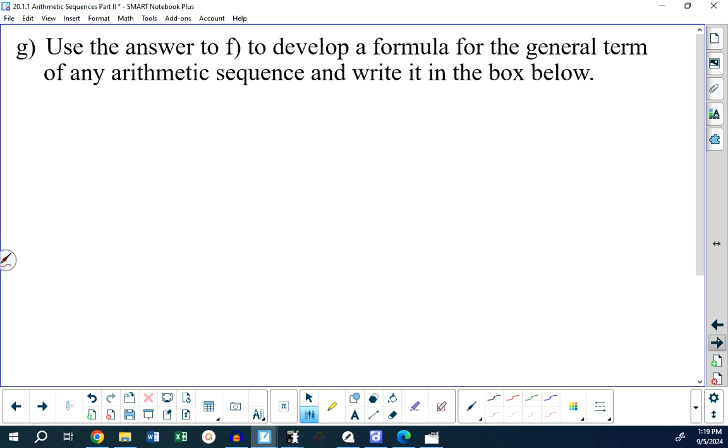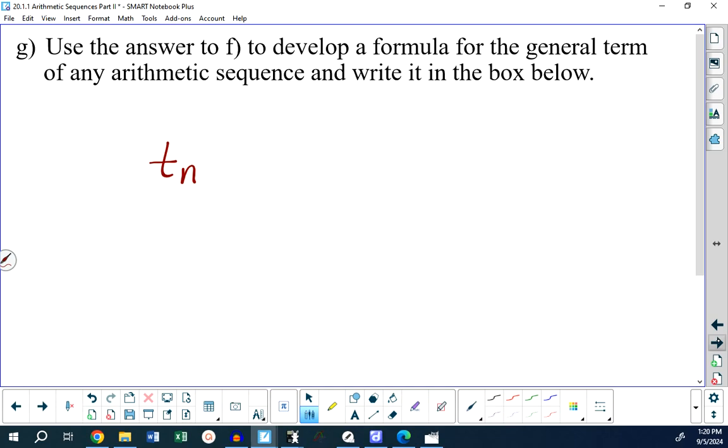All right. So use the answer from F to develop a formula for the general term of any arithmetic sequence. So this is the idea now. This is the nth term. This could be any term you want. If n were 5, then it's the 5th term. This is going to become t sub 5. If n was 1,000,000, this would be t sub 1,000,000. I would be finding the 1,000,000th term.